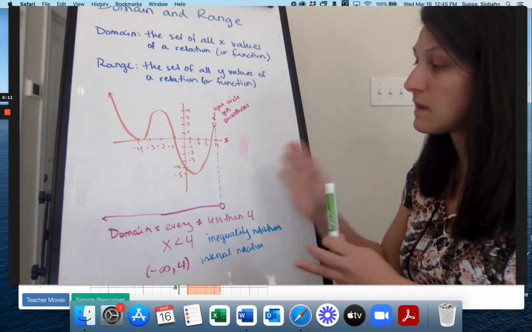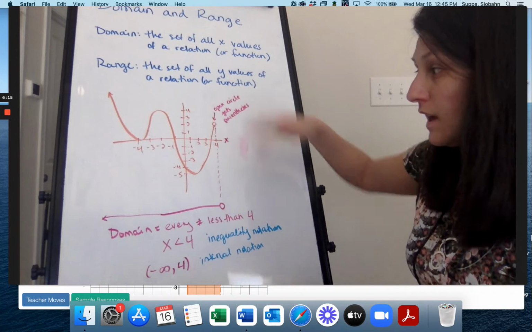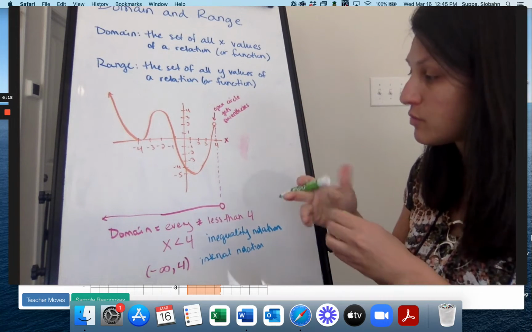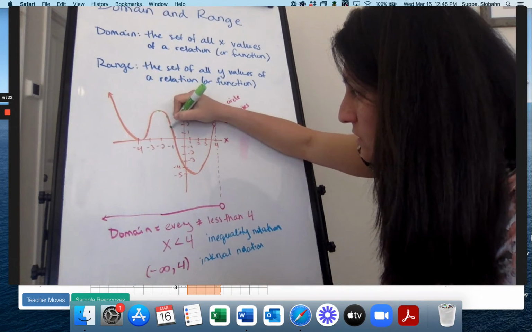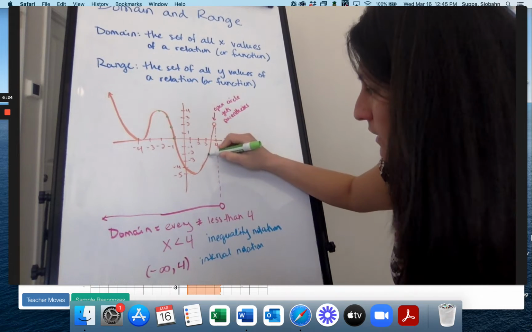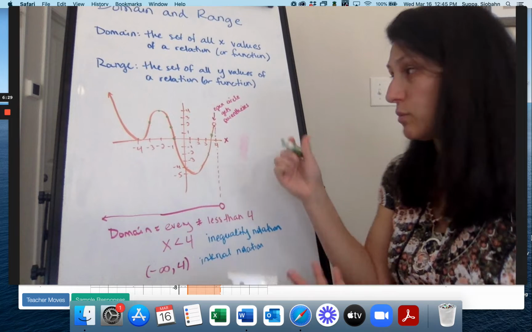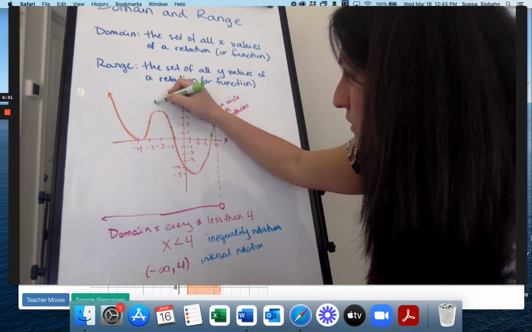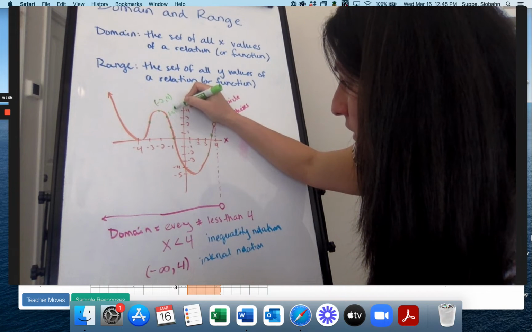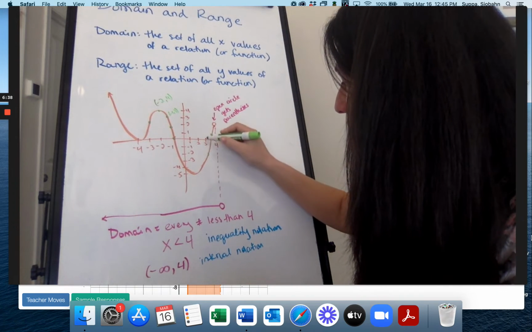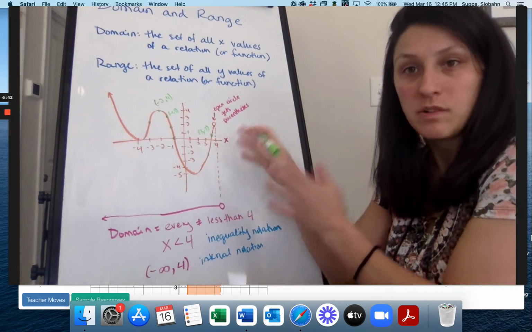So the range is the same concept, but now you're scanning up and down, looking at all the y values. Think about all the points on this graph. Like if I just start plotting random points, this is -2, 4, and then this is -1, 3, and then this is 3, -3. There's literally an infinite number of points.